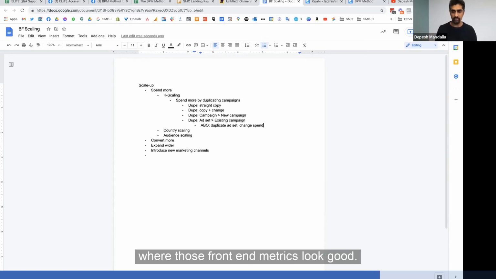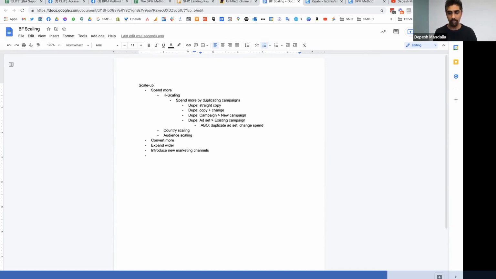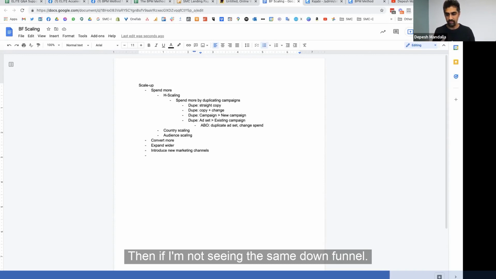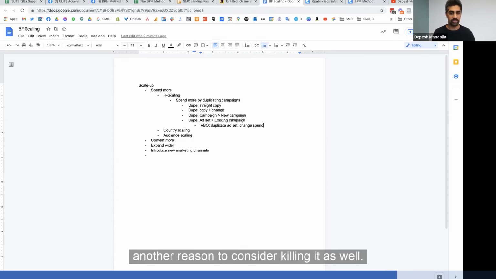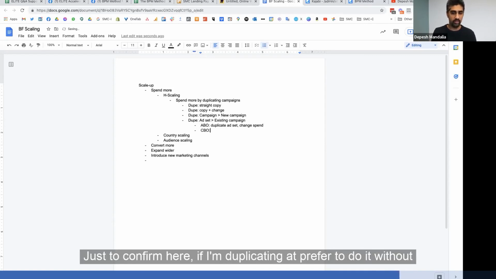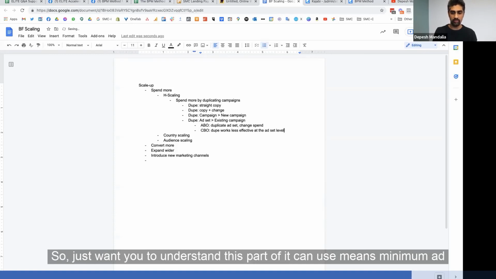Or in the case where those front-end metrics look good, and the reason I use that more is in the ads reporting, that's the most reliable data right now, then if I'm not seeing the same down funnel conversion points as I'm seeing in my main ad sets, that might be another reason to consider killing it as well. Just to confirm here, if I'm duplicating, I prefer to do it with ad set budgets. If it's CBO, dupe works less effectively at the ad set level. So I just want you to understand this part of it.